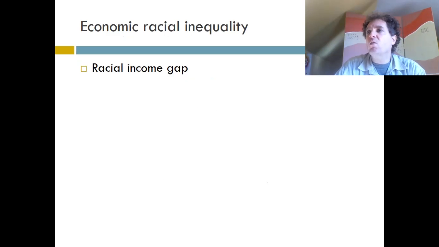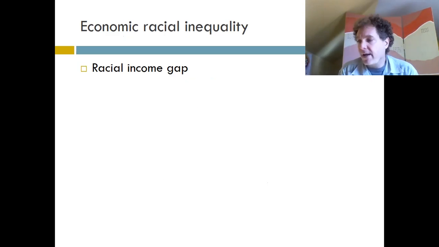Okay, so what we can say is that we can imagine that historically there has been a gap in the economic positions of people in different races, right?